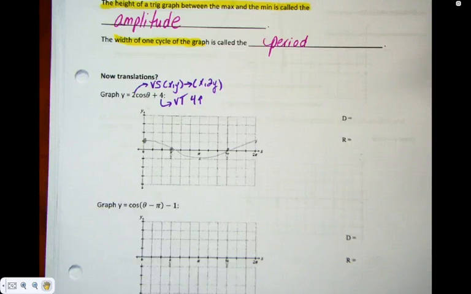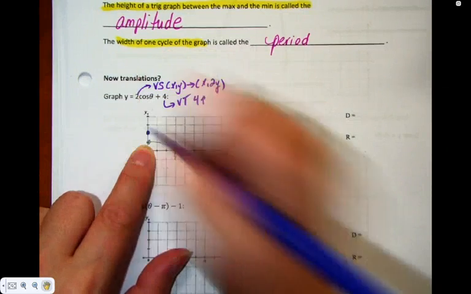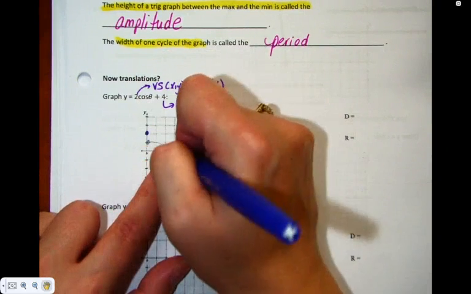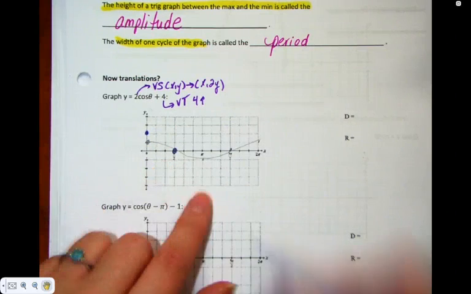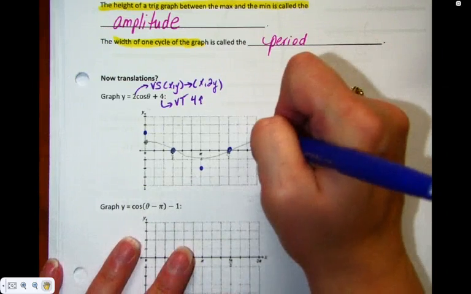Do we do the stretch first or the translation first? Stretch first, because BEDMAS, right, left to right. So we're going to do the stretch first. That means we're taking the y values and timesing by 2. So 1 times 2 is going to go to 2. 0 times 2 stays. -1 times 2 goes to -2. 0 stays. +1 goes to +2.